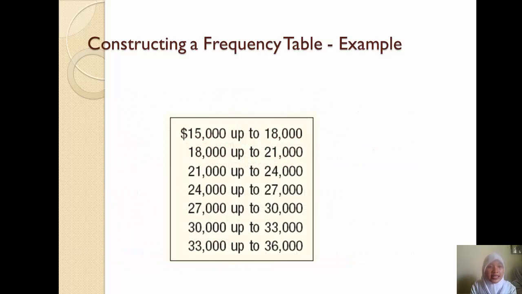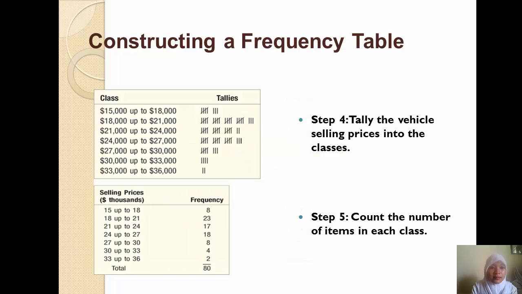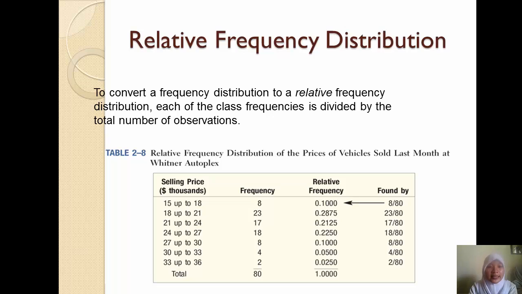This is constructing a frequency table, like this example. Step 3, set the individual class limits. And then constructing a frequency table. Step 4, tally the vehicle selling prices into the classes. And then step 5, count the number of items in each class. Like the example on this side.